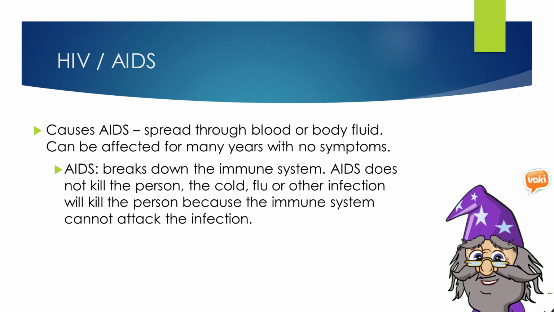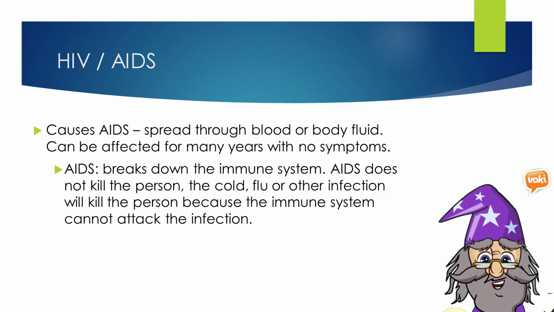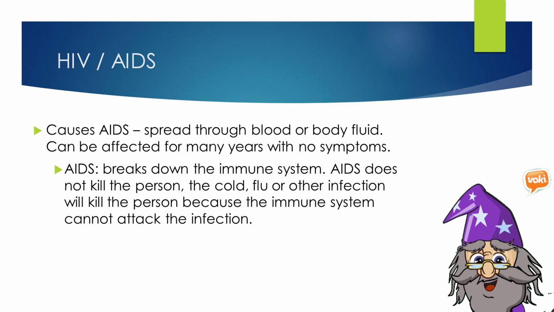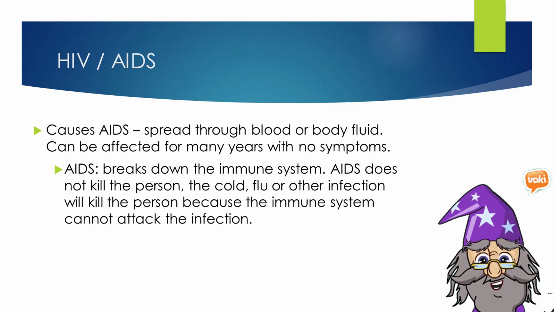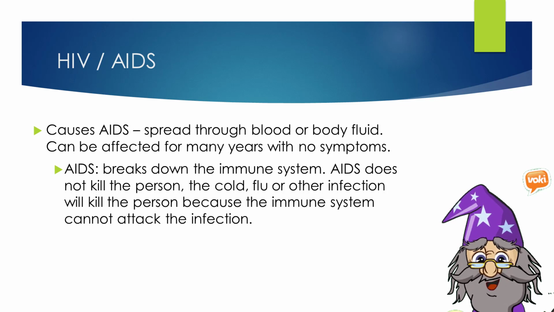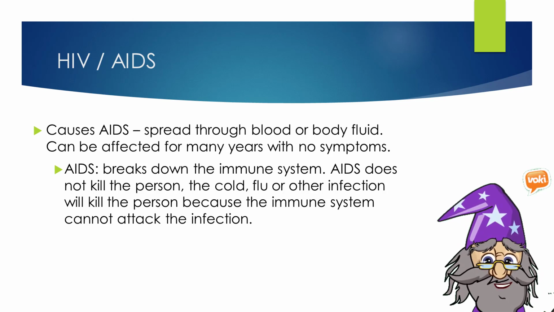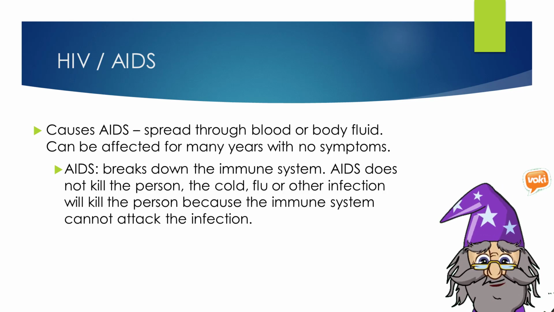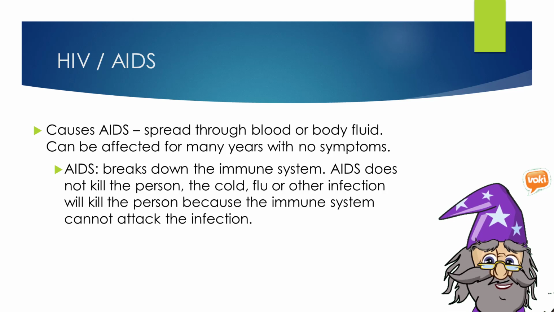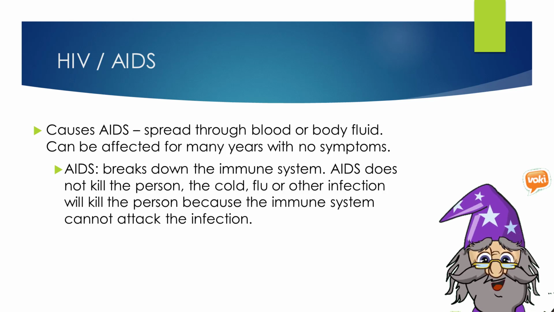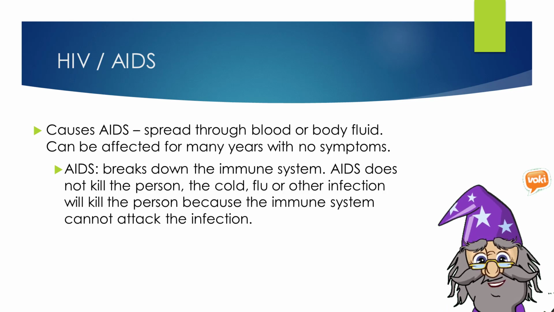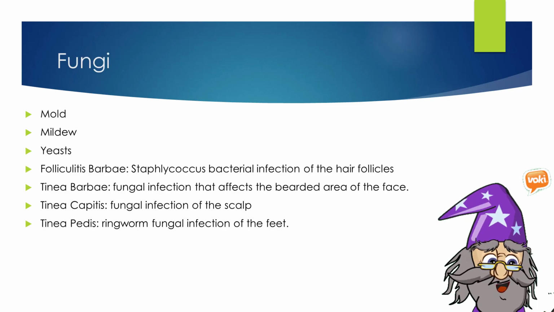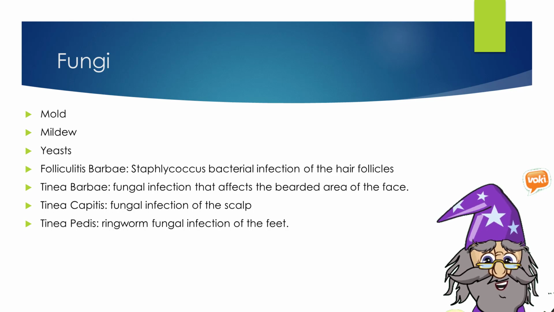A person cannot be infected with HIV or AIDS by simple physical contact. HIV and AIDS can only be spread from person to person through blood or body fluid. A person can be affected with AIDS for many years with no symptoms. AIDS breaks down the person's immune system. AIDS does not kill the person. The cold, flu or other infection will kill the person infected with AIDS because the immune system cannot attack the infection. Now, let's discuss fungi.